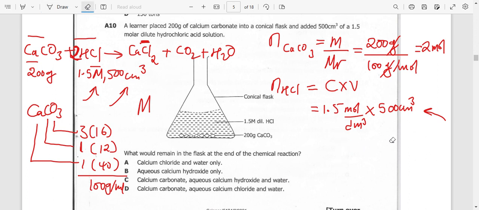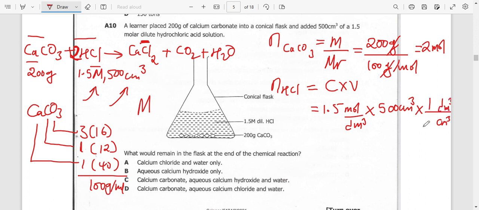So what you do is you are going to convert the cubic centimeter to cubic decimeter. So how do you do that? Just multiply. You can see you have got a cubic centimeter here, so I want to cancel the cubic centimeter. I'm going to put a cubic centimeter down. I want to go to a cubic decimeter, so I'm going to put a cubic decimeter here.